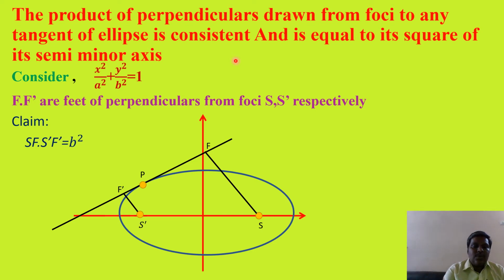So what do you have to prove? You have to prove that S dash F dash into SF is equal to a constant, that is equal to b square. That is, you are going to find out b square. We have to prove that the product of perpendiculars drawn from foci to any tangent is b square.